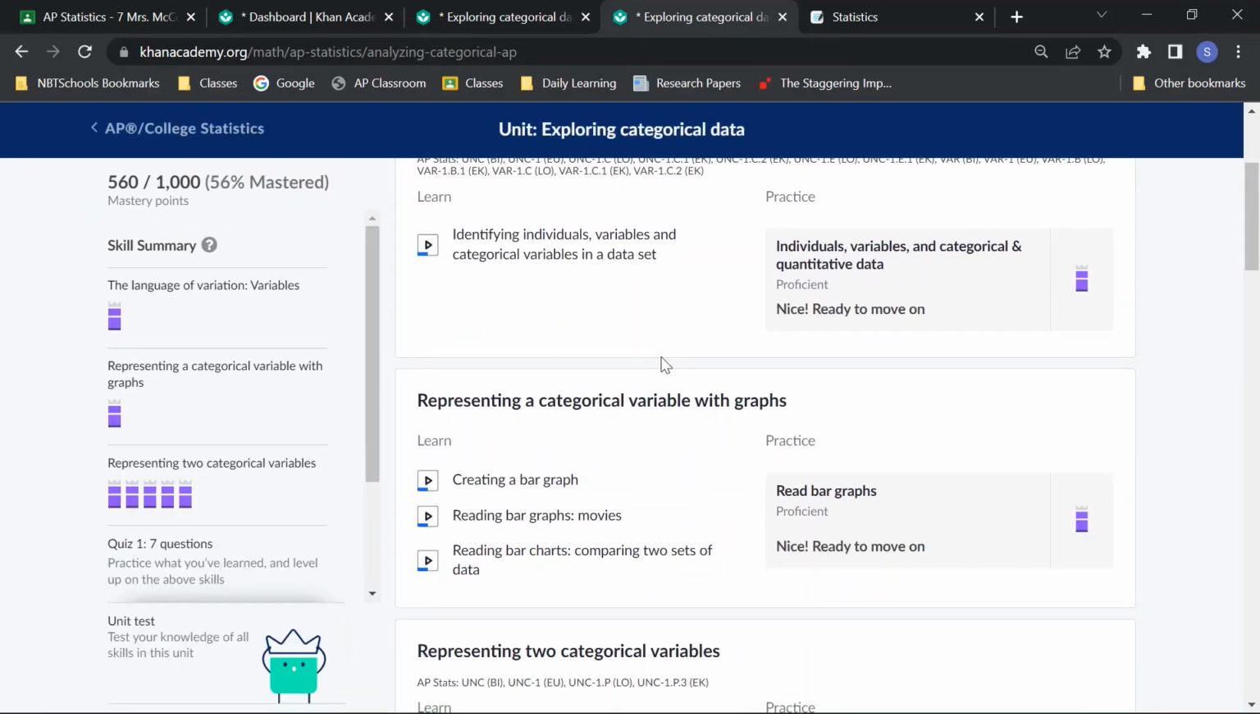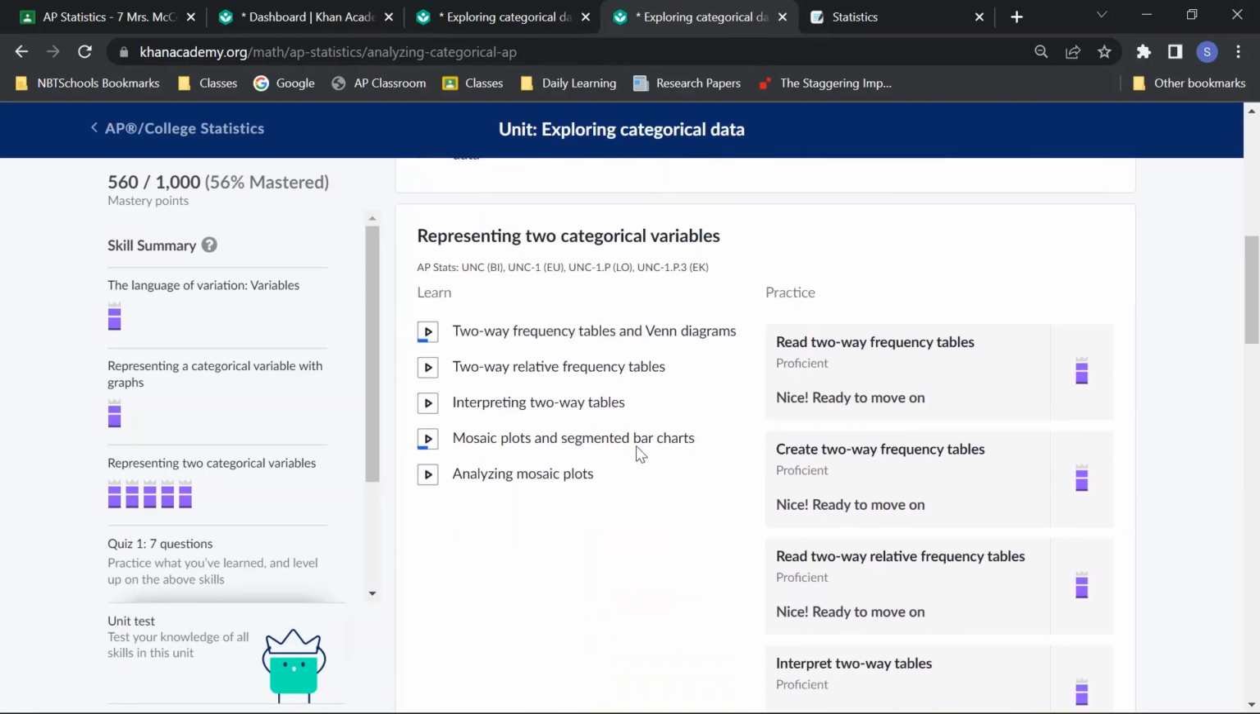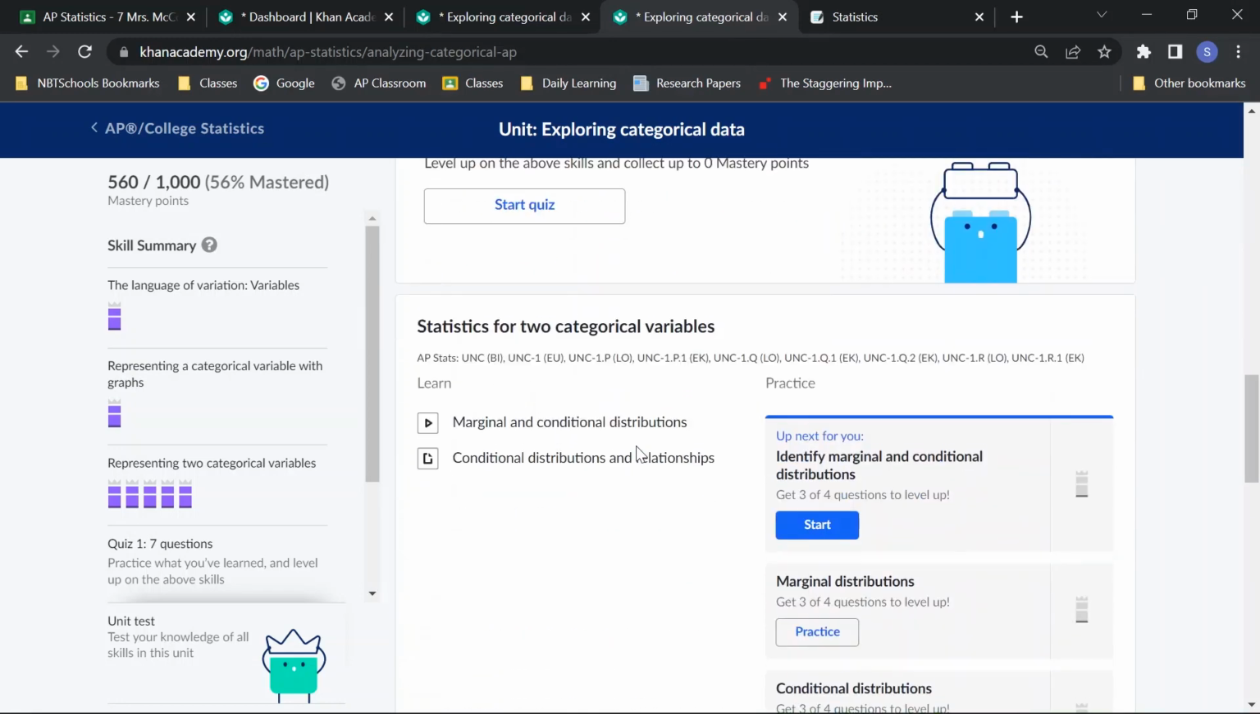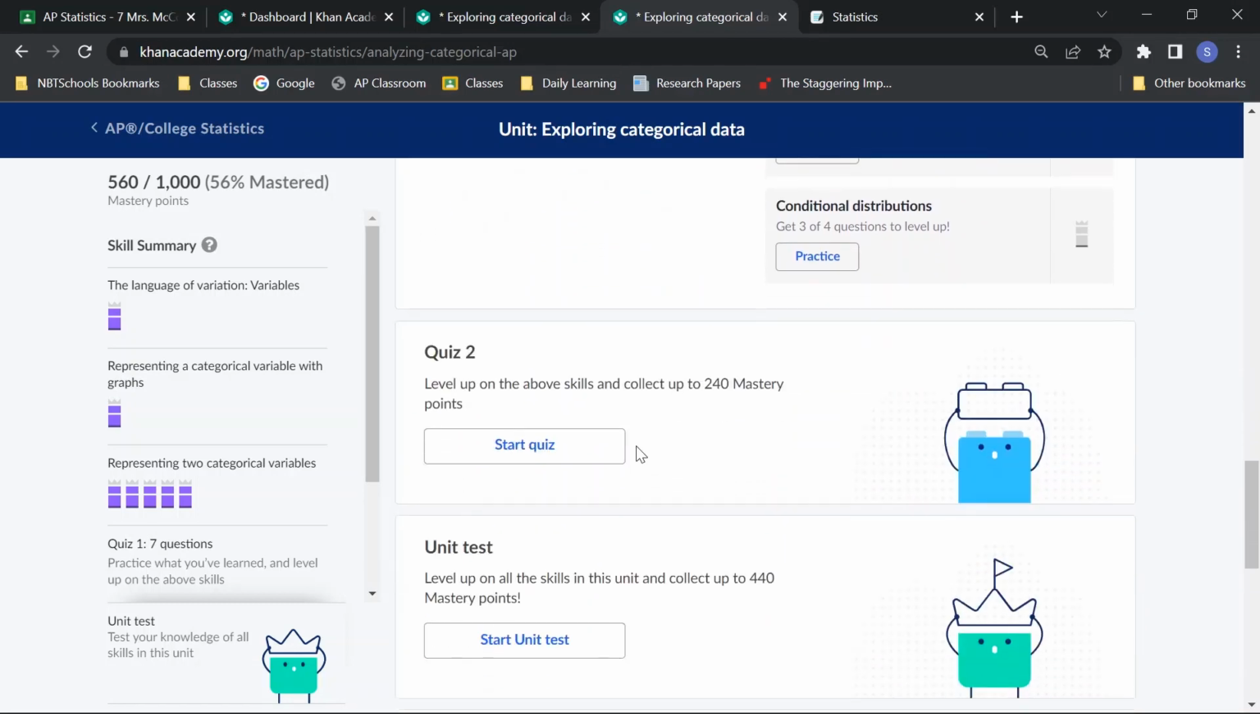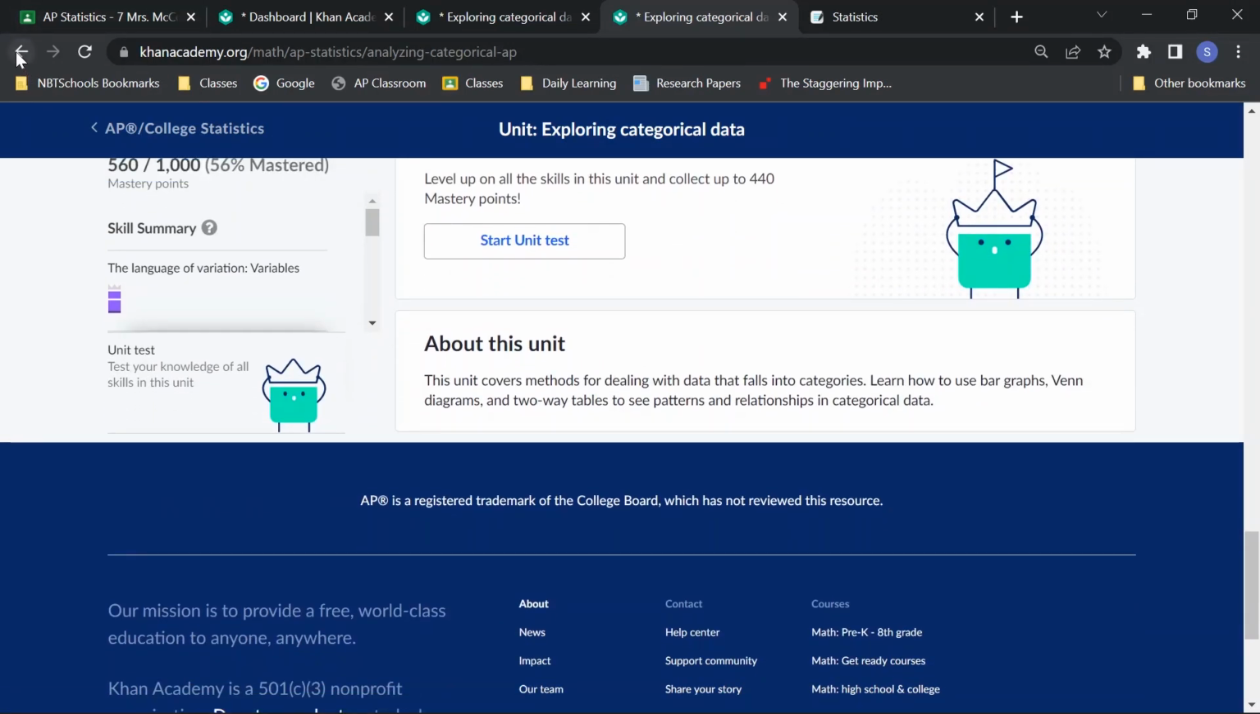Language. Boring. Two-way frequency. I'm telling you, if they give me a mosaic plot, it's over. It's over. Like, I'm not doing that. I'm not even gonna bother. Okay, so no.